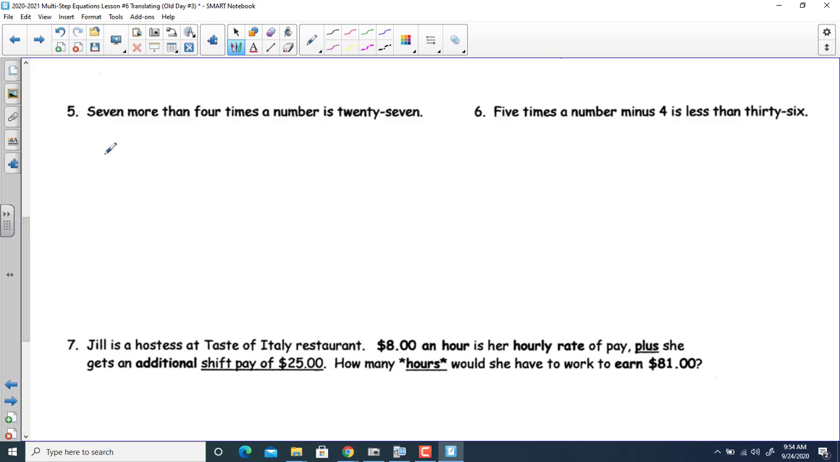Number 5, ladies and gentlemen: 7 more than 4 times a number is 27. Give it a shot. Underline, check the star, important information. See if you can come up with your own relationship and solve. 4x plus 7 equals 27. Yeah, anybody write that differently?